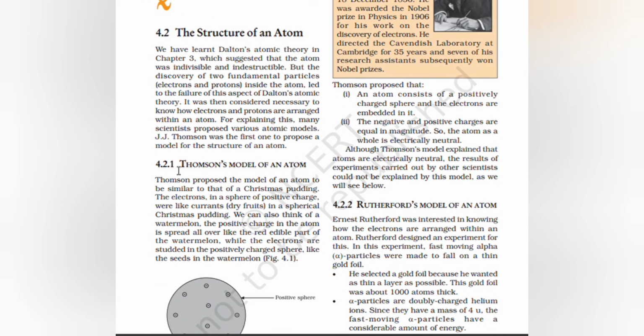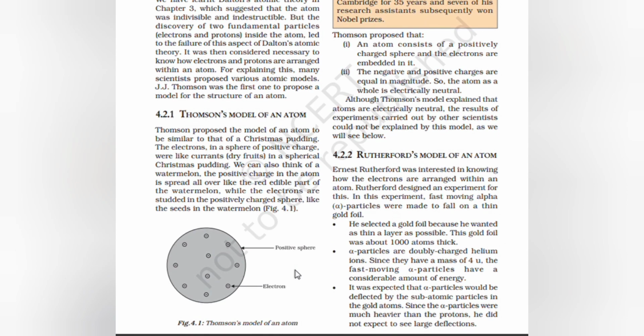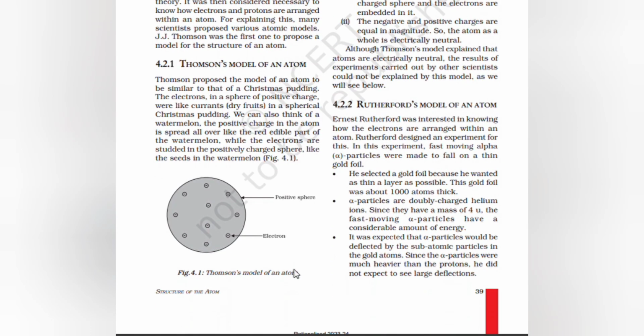Thomson's model of an atom. Thomson proposed the model of an atom to be similar to that of a Christmas pudding. Electrons in a sphere of positive charge were like currants, dry fruits, in a spherical Christmas pudding. We can also think of a watermelon. The positive charge in the atom is spread all over like the red edible part of the watermelon, while the electrons are studded in the positively charged sphere like the seeds in the watermelon. Positive sphere, electron.